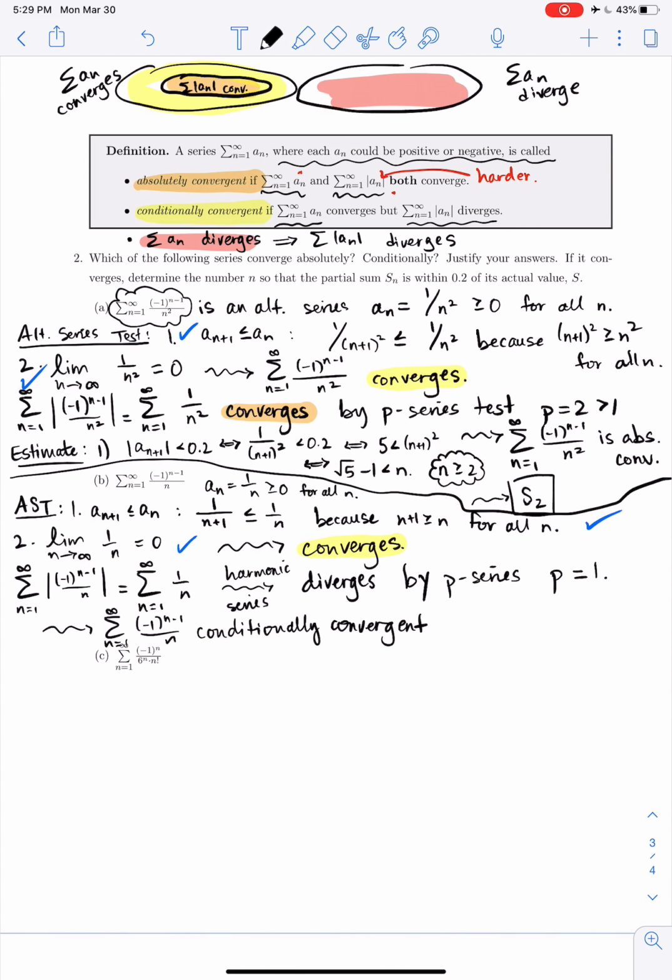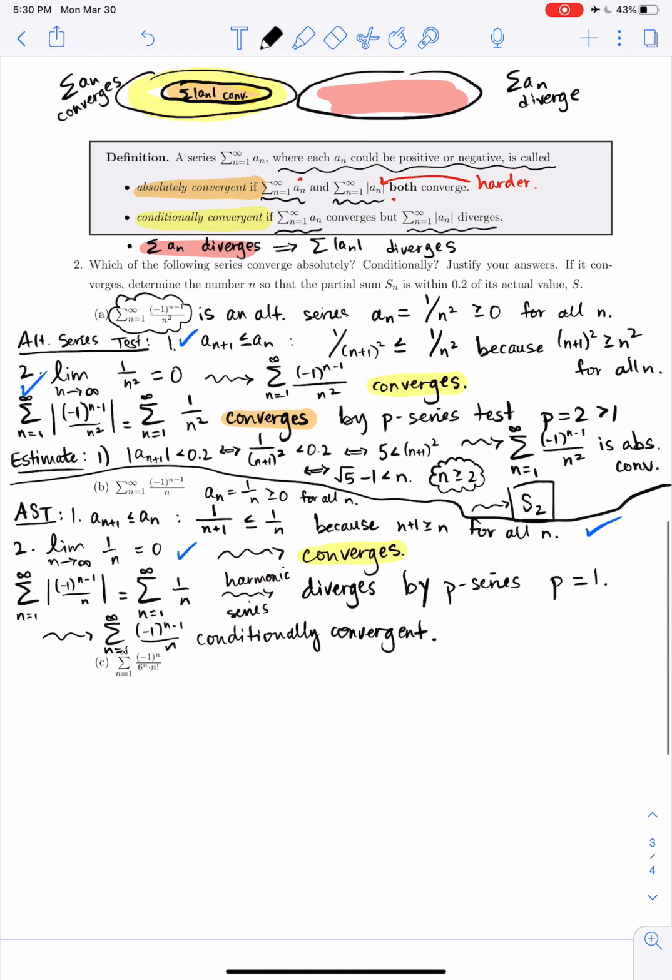Great. Okay, it's conditionally convergent. So the solution for the approximation is already on Canvas. So I'm gonna let you look at those solutions. Okay, last problem.